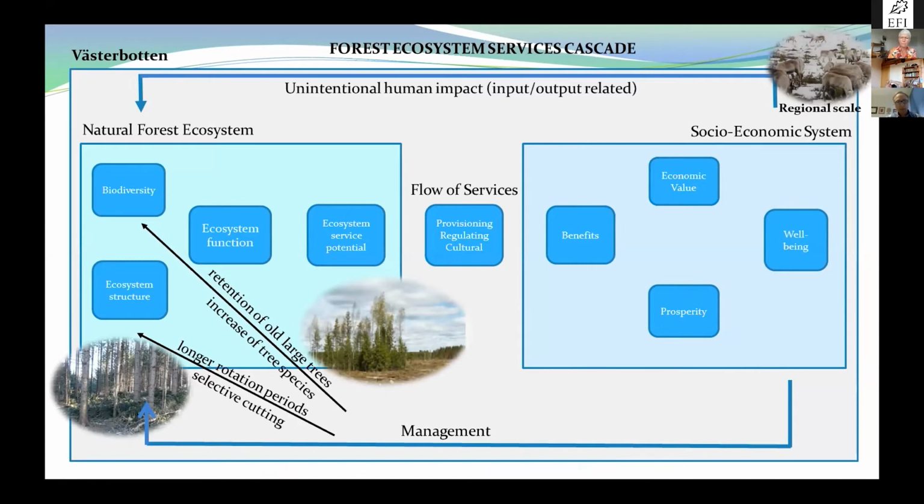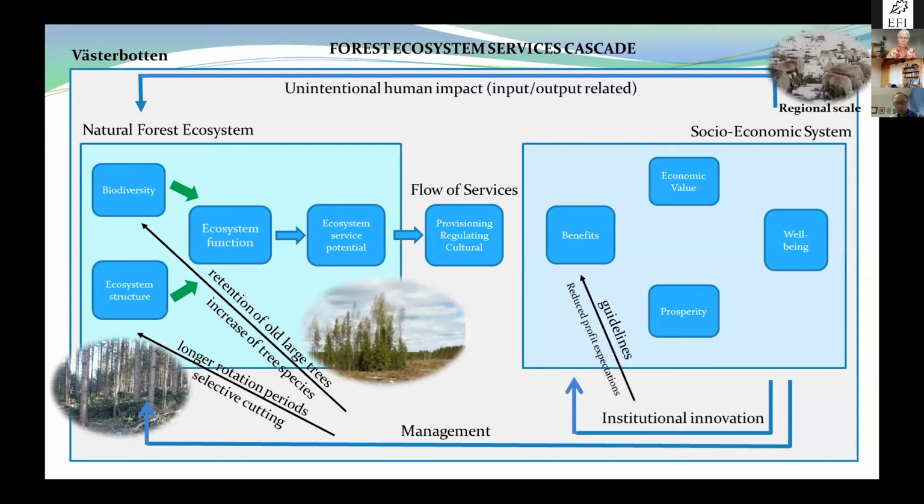So this kind of management intervention has a strong effect on biodiversity. So the tree species, deadwood, and retention trees can increase structure and function. And then this leads also to the flow of services.